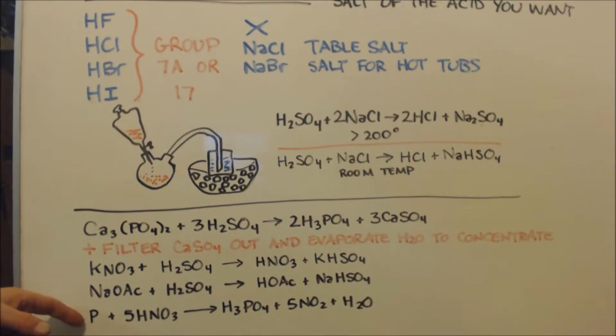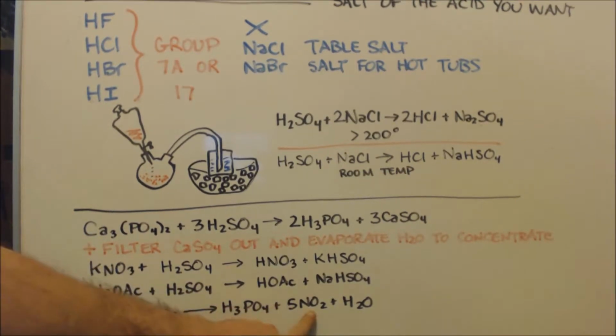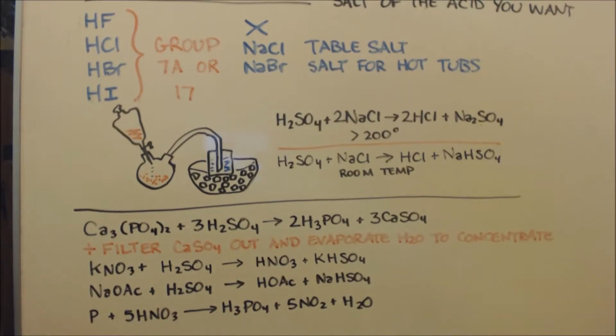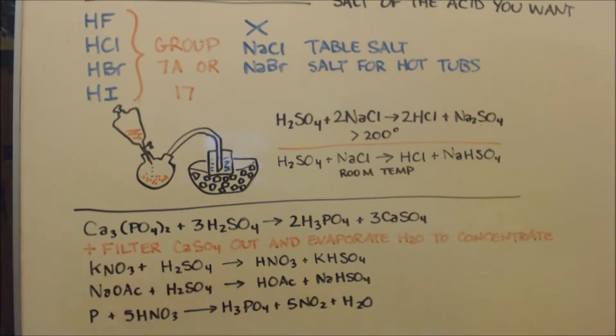And here's an interesting one. You can take phosphorus, drip nitric acid on it, and you'll get your phosphoric acid, but you also get NO2. You can see all the nitrogen goes to form NO2. Just nasty stuff. Plus it'd be trying to go into the water, so you'd have nitric acid and phosphoric acid both. But it's just an interesting equation.